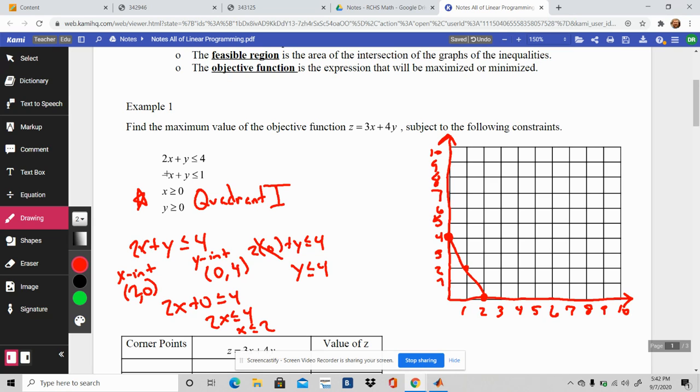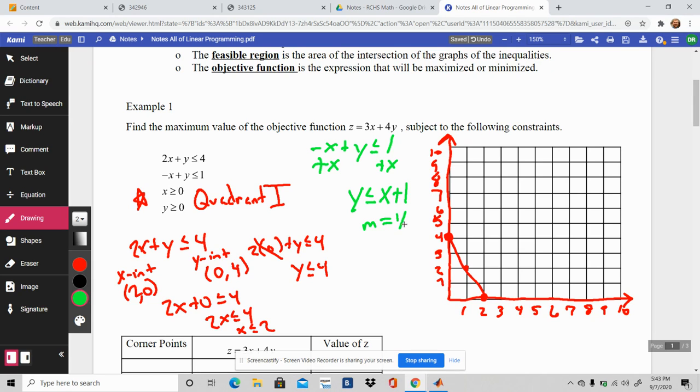Now my other inequality, let me get a different color here. I have negative x plus y is less than or equal to 1. I'm going to graph this one using slope-intercept form. So I'm going to move the x term over by adding x to both sides. It's going to give me y is less than or equal to x plus 1.